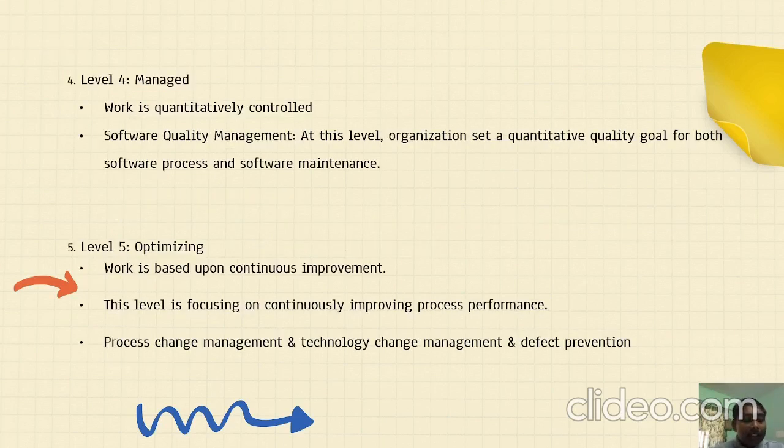Level 4 is managed. Work is quantitatively controlled. Software quality management. At this level, organizations set a quantitative quality goal for both software process and software maintenance. The last one is optimizing. Work is based upon continuous improvement. This level is focusing on continuously improving process performance, process change management, and technology change management and defect prevention.